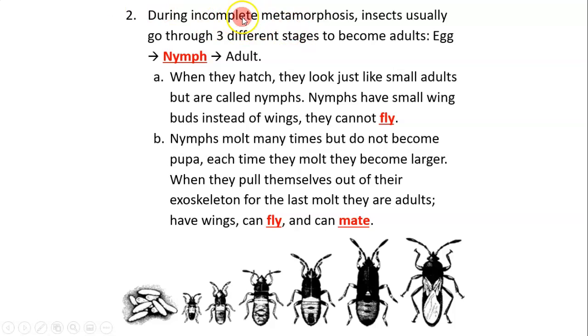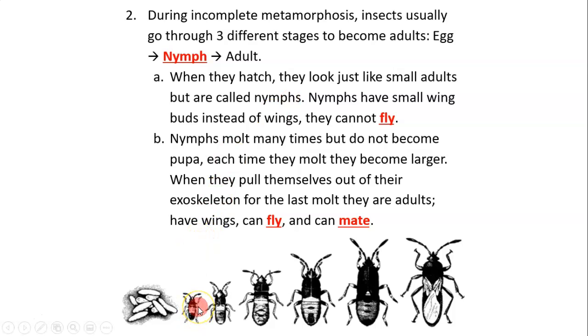Now, during incomplete metamorphosis, the other type, insects usually go through 3 different stages instead of 4. They have an egg, and instead of a pupa and a larva, they have something called a nymph and then an adult. Now, when they hatch, they look just like small adults, and so we call those small adults nymphs. And if you remember, in complete metamorphosis, they have 2 very different body forms with totally different physiology. Think caterpillar, butterfly. They do not look like the same animal.